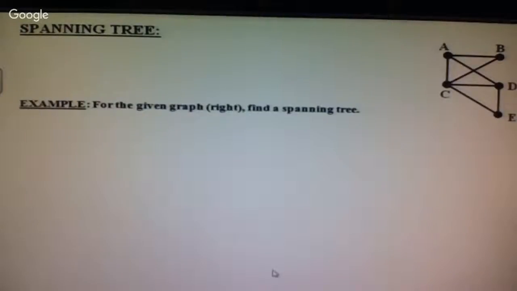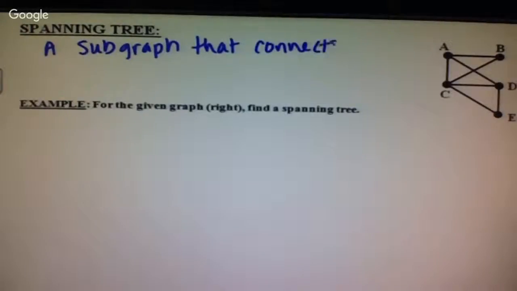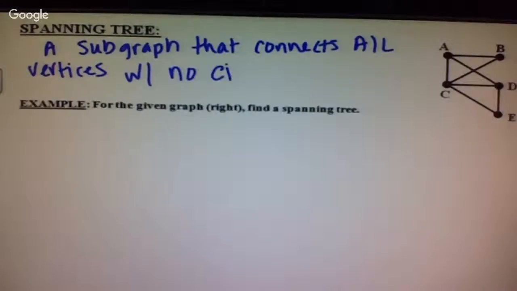Okay. Spanning tree. So, this is a subgraph that connects all vertices with no circuits.